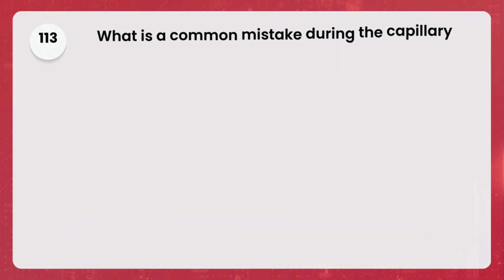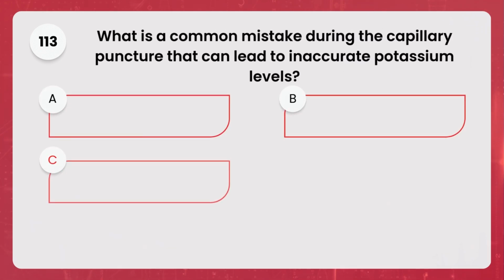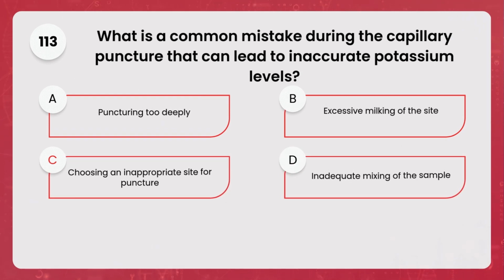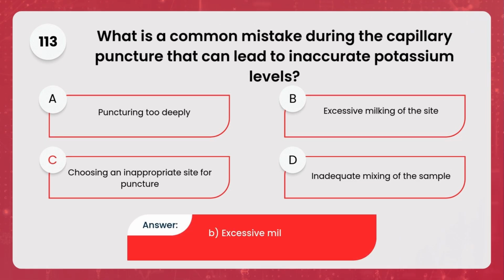Number 113. What is a common mistake during the capillary puncture that can lead to inaccurate potassium levels? A. Puncturing too deeply. B. Excessive milking of the site. C. Choosing an inappropriate site for puncture. Or D. Inadequate mixing of the sample. The answer is B. Excessive milking of the site.